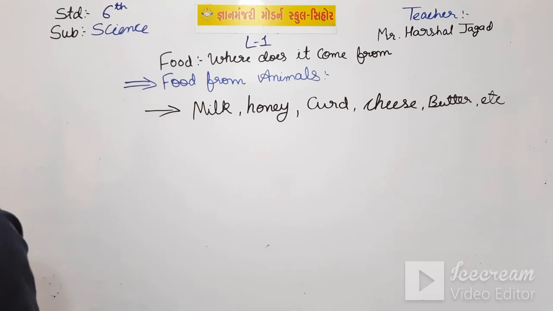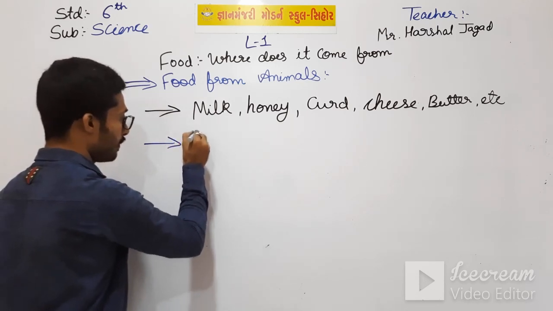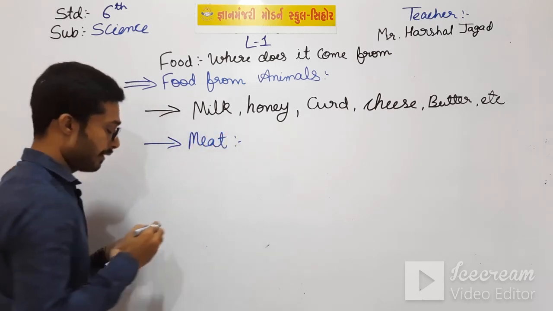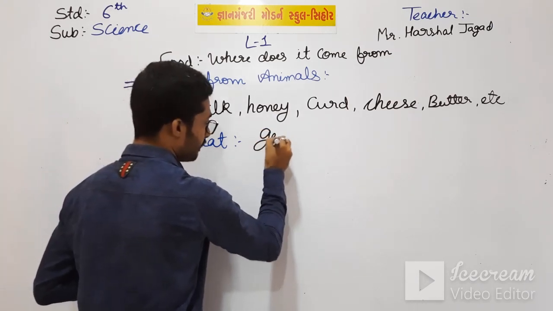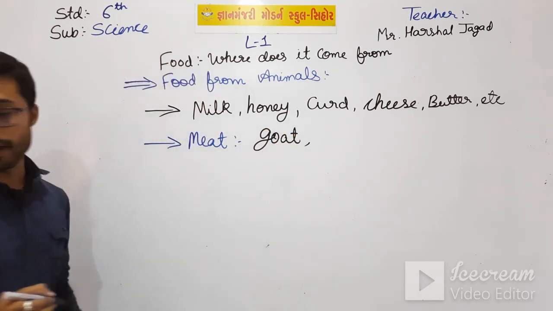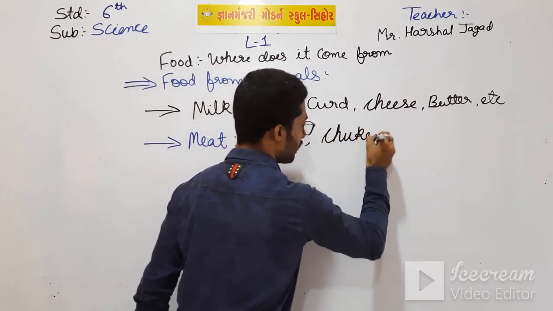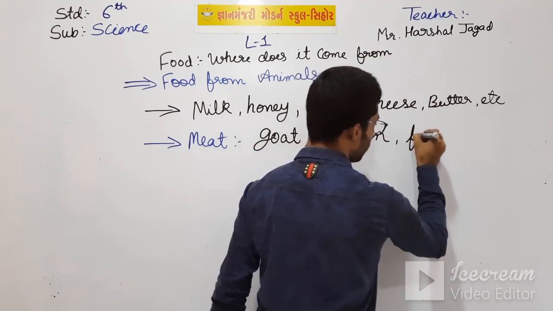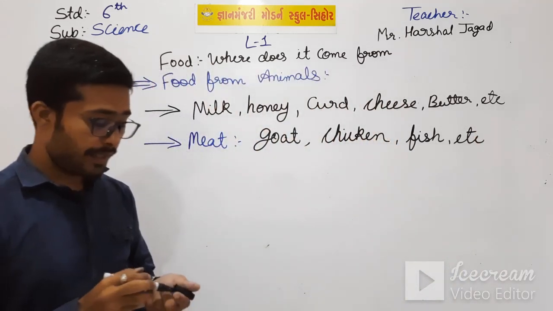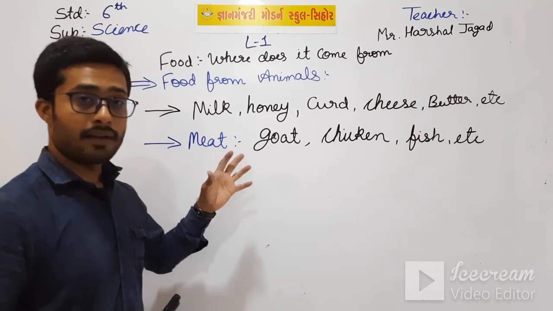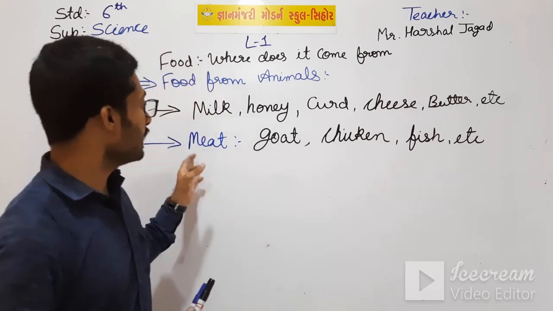Next, meat. So meat we get from the goat, okay, goat, chicken, fish, etc. So from where the meat is, we take from goat, chicken, fish, etc. So this is all the non-veg food.